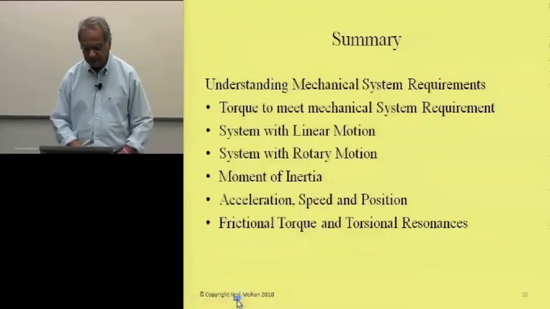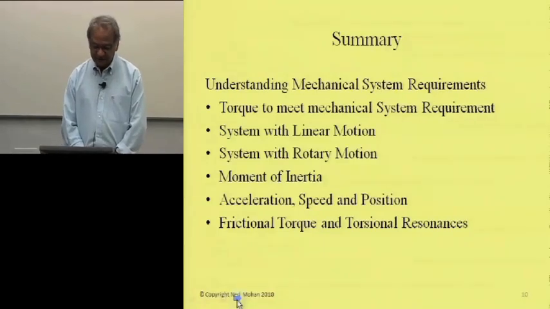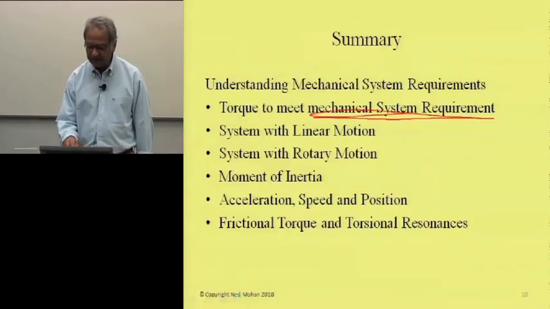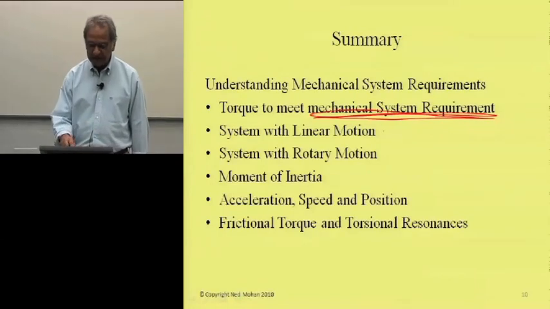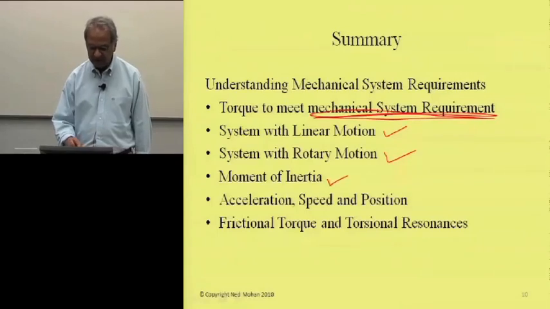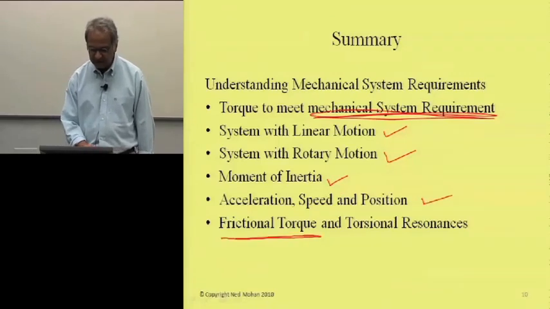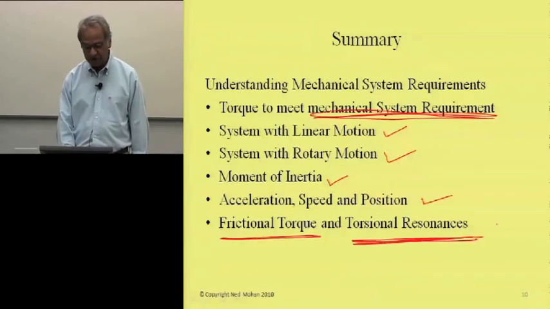So in summary, in this module, we have tried to understand mechanical system requirements, what torque is needed to meet, for example, the speed profile that is desired of the system. We looked at linear motion, the rotary systems. We talked about moment of inertia. We related torque to acceleration, speed, and position. And then we also looked at frictional torque and the possibility that we may have torsional resonances.